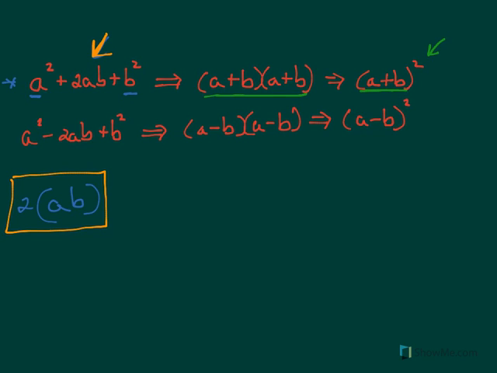And then the other one is the same pattern. The only difference is you have a minus sign. So if you see a minus sign here on that middle term, then you're going to have a minus sign in your factoring pattern. And let's go ahead and look at a few examples.